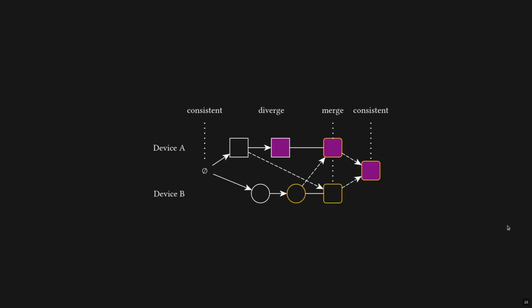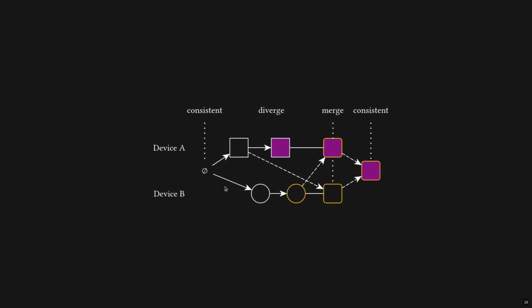Let me show you this in a graphic. So we have two devices, A and B, that start in some consistent application state, which in this case is just empty. Then on device A, we do an action leading to a new state, doing another action leading to another new state. Same on device B, doing two actions leading to two new states. At some point, we want to merge the states to end up in this consistent result.